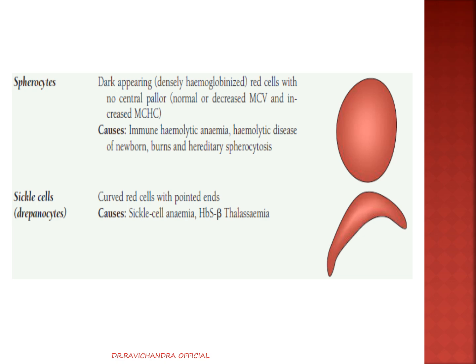Spherocytes are densely hemoglobinized or dark appearing red blood cells with no central pallor. Generally, in a normocyte there will be central pallor of one-third of the diameter of the red blood cell. Here you cannot appreciate central pallor. There will be normal or decreased MCV, and increased MCHC. So the red blood cell will lose its biconcave shape and become spherical, a spherocyte.